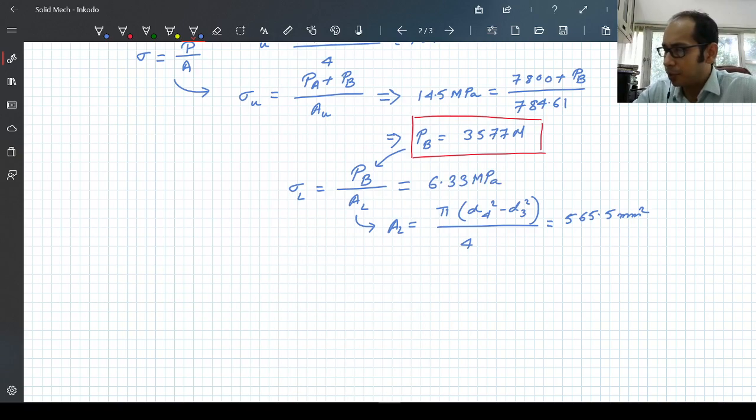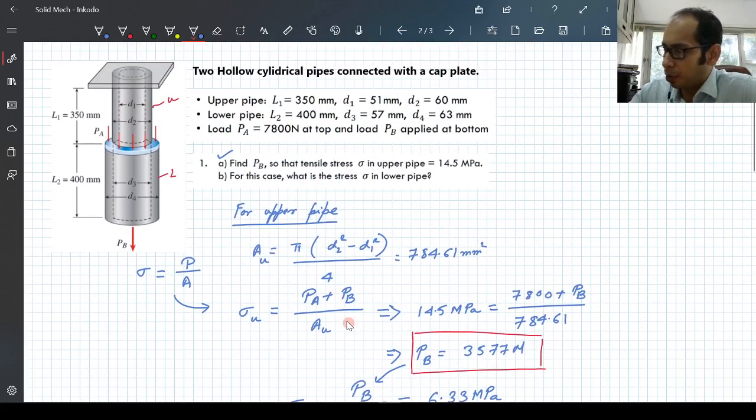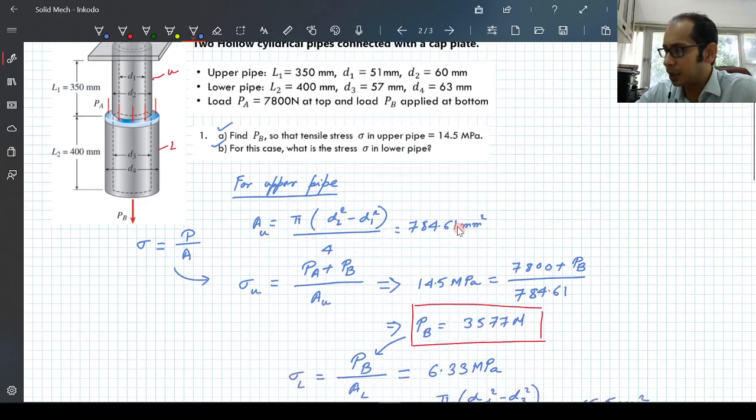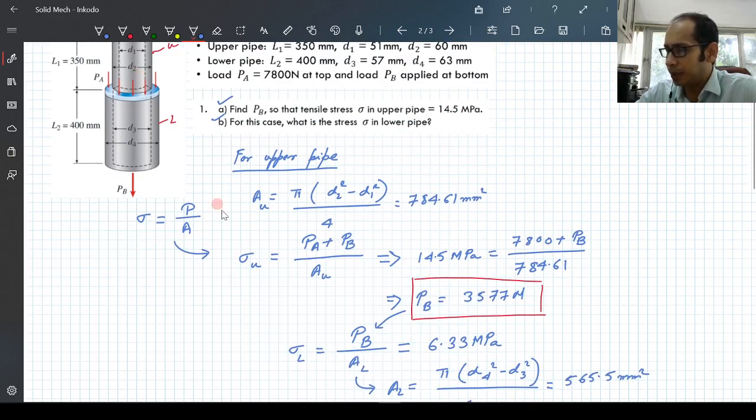Right? So I hope it is clear to you how we did this particular problem. For the first one, we were supposed to calculate the load PB for which we get this particular stress. We know the total load on the upper pipe is PA plus PB divided by the area of the upper pipe. With that we calculated the load.